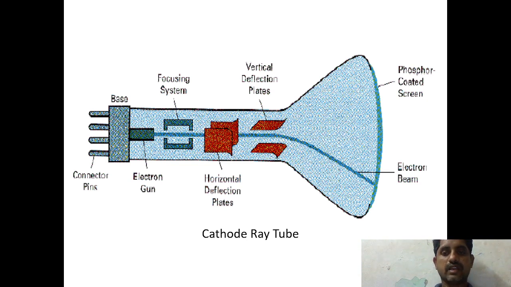This is the cathode ray tube. This is the phosphor-coated screen, and these are the focusing system and the different types of plates. There are two types. The first one is the horizontal deflection plates, and the second one is the vertical deflection plates. Likewise, this is how a cathode ray tube works.